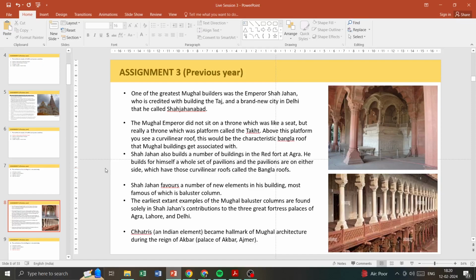Then thirdly, chhatris, which was an Indian element, became a hallmark of Mughal architecture during the reign of Akbar.